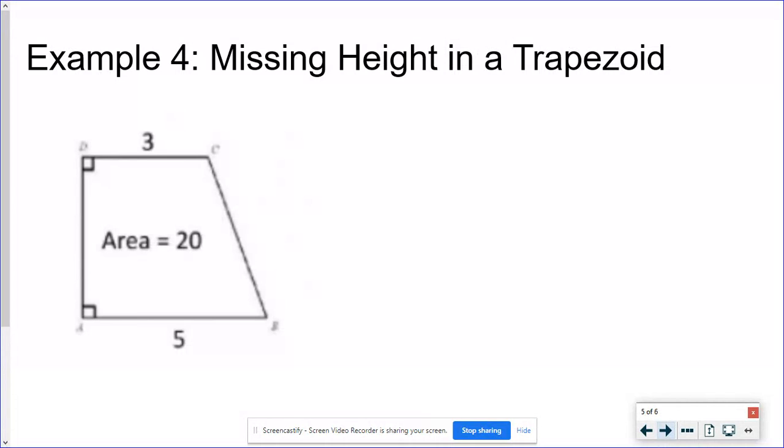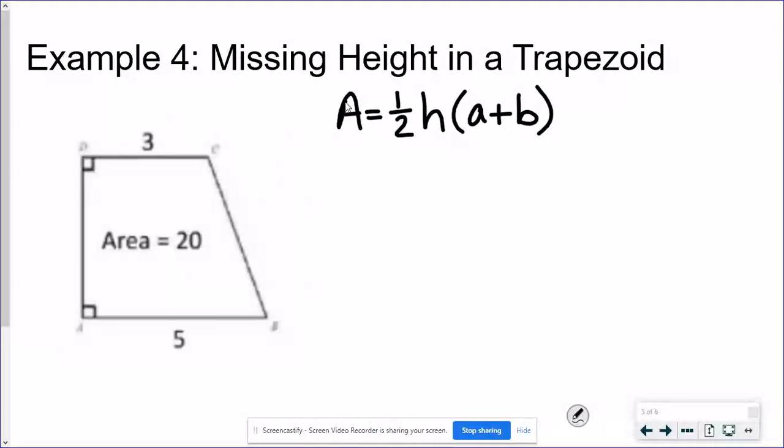Trapezoids, I mentioned yesterday, are kind of the most difficult, in my opinion, of the formulas that we're going to use, just because there's a little bit more stuff in there. So our formula for a trapezoid, the area is 1/2 times the height, and then we take the two parallel bases, A and B, and we add those in parentheses.